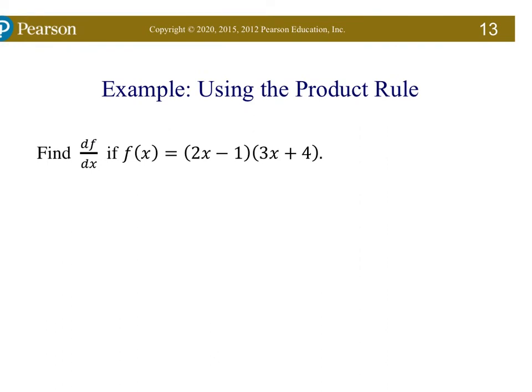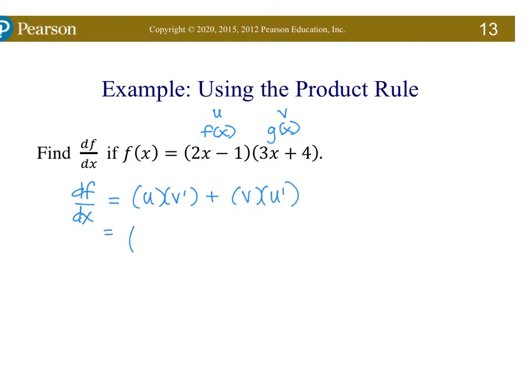So here's a real basic, simple one. This is our f of x, or our u function, and this is our g of x, or our v function. So if we want to find df dx, which is the first derivative, then we need to follow the rule for u first, followed by v prime, plus v first, followed by u prime.